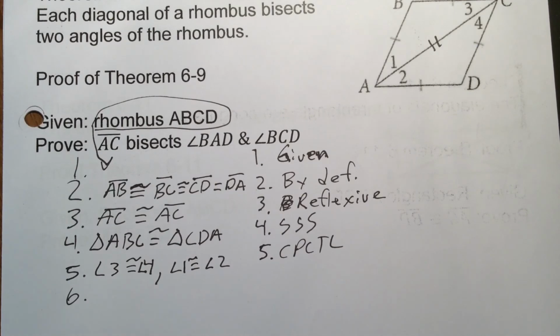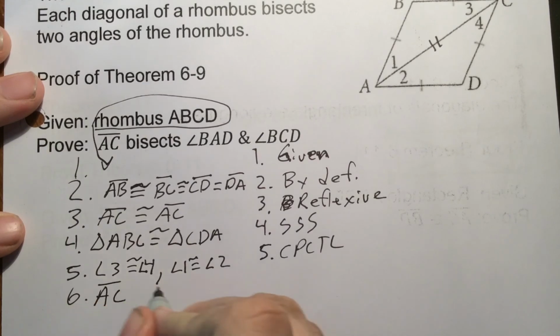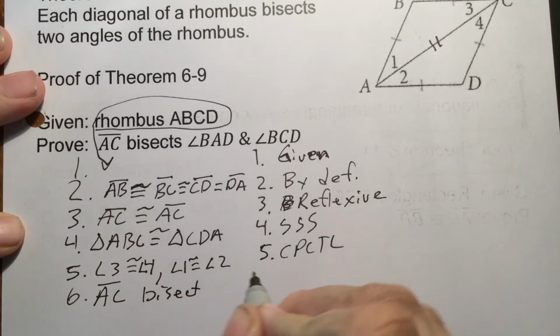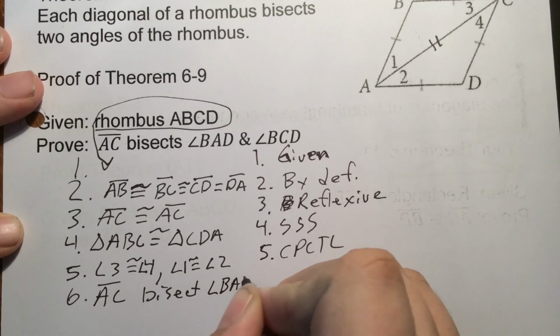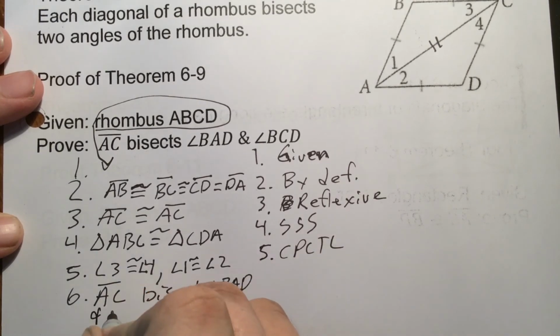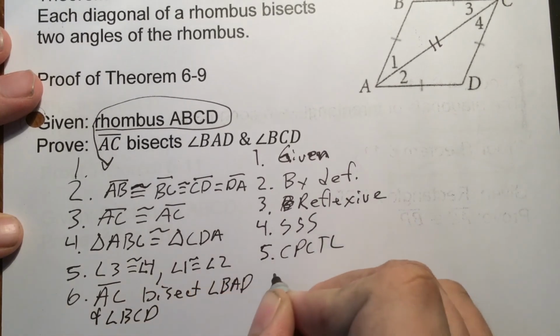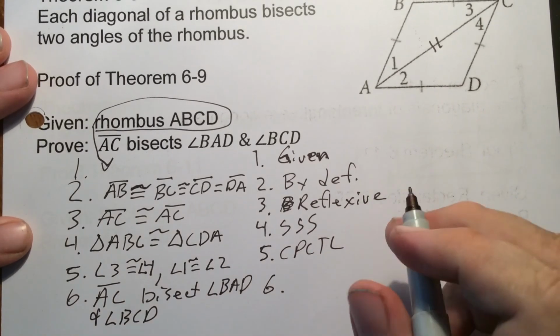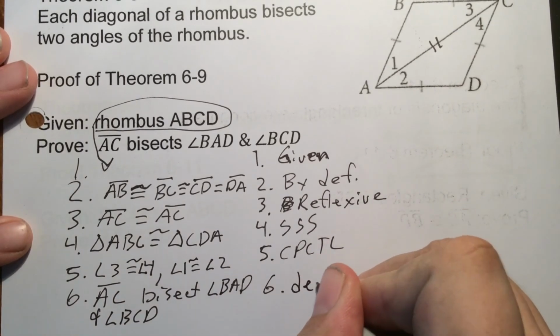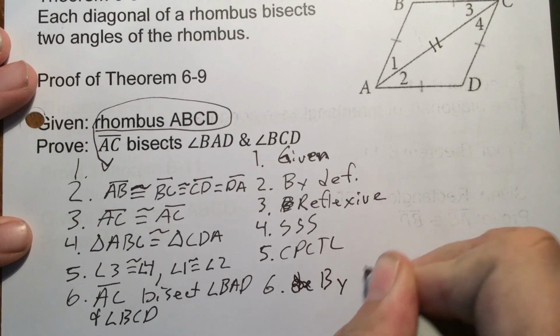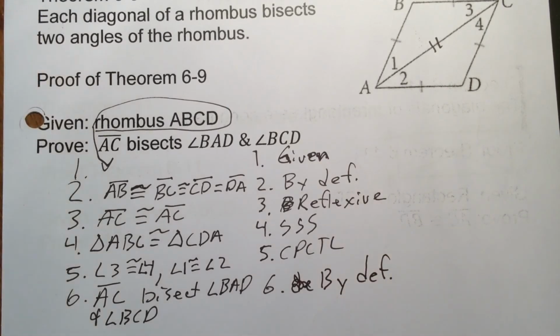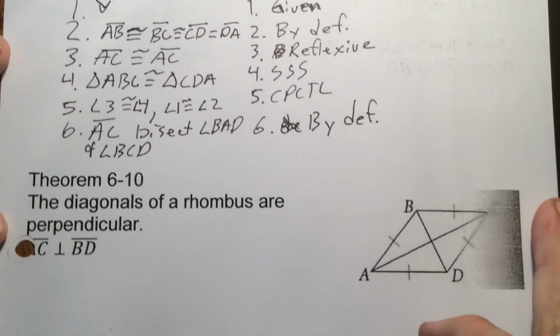So number 6 then is our proof: AC will bisect angle BAD and angle BCD, and that'll be by definition. So, first proof done. I will let you know there's one more proof in this lesson, but it is not this next one.